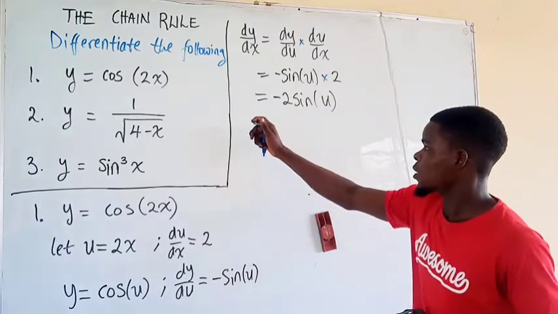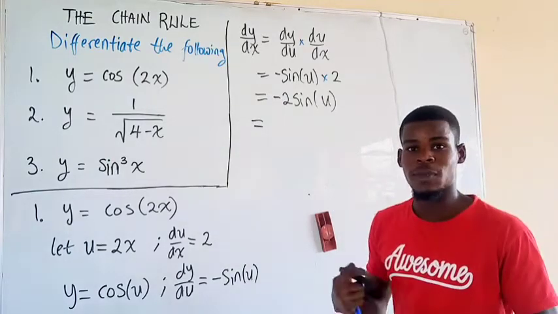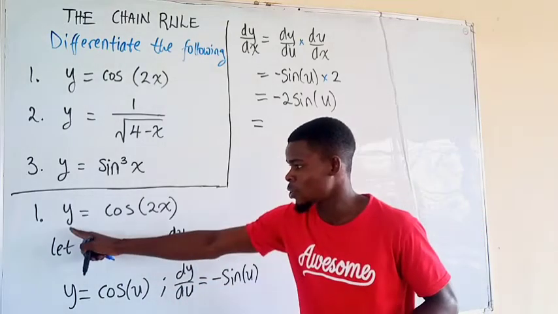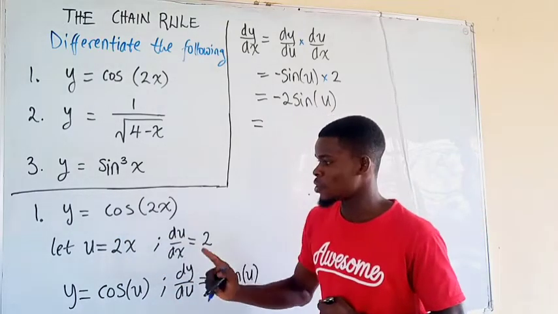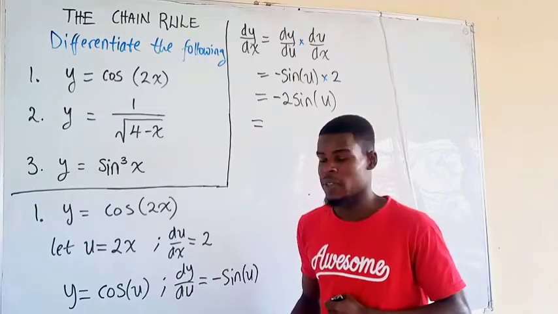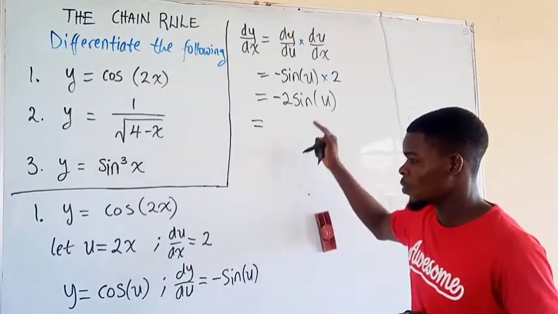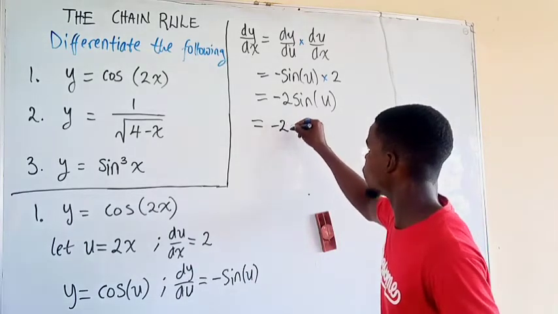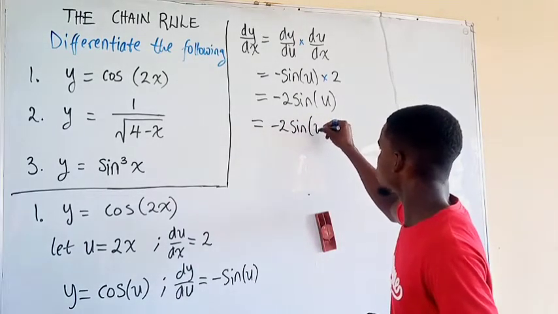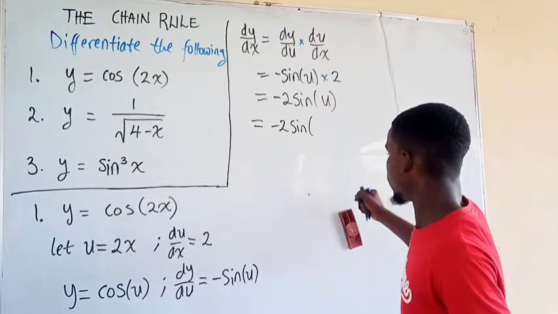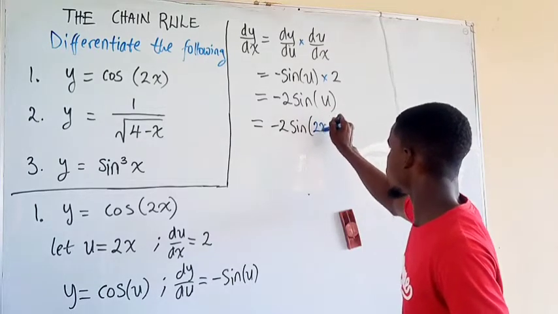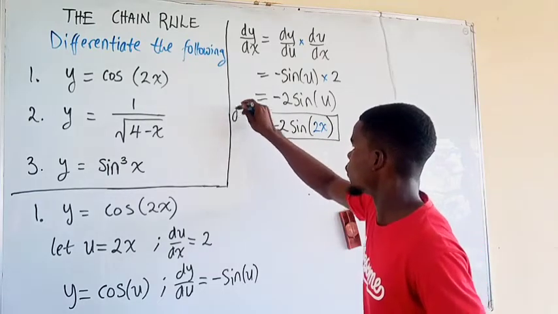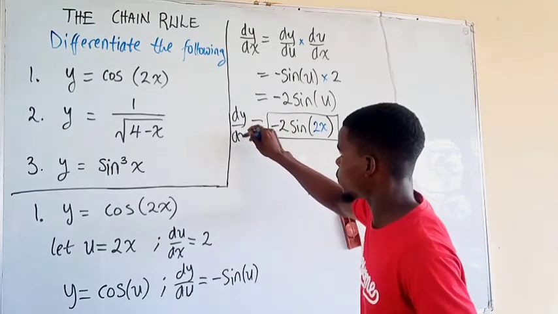And now, lastly, we are going to have to make a backward substitution. We have here to be u. We want it to be in terms of x. Remember, the function was given in terms of x. So the result or the derivative should also be in terms of x. So here we are having a u, and u is the same thing as 2x. So in place of u, I'm going to put down 2x, all right? Good. And this right here is the derivative of the function y with respect to x.